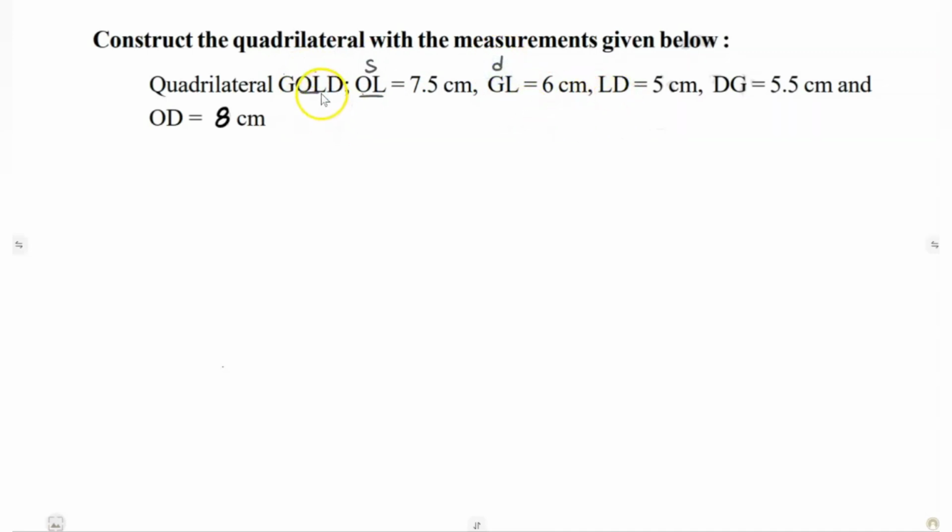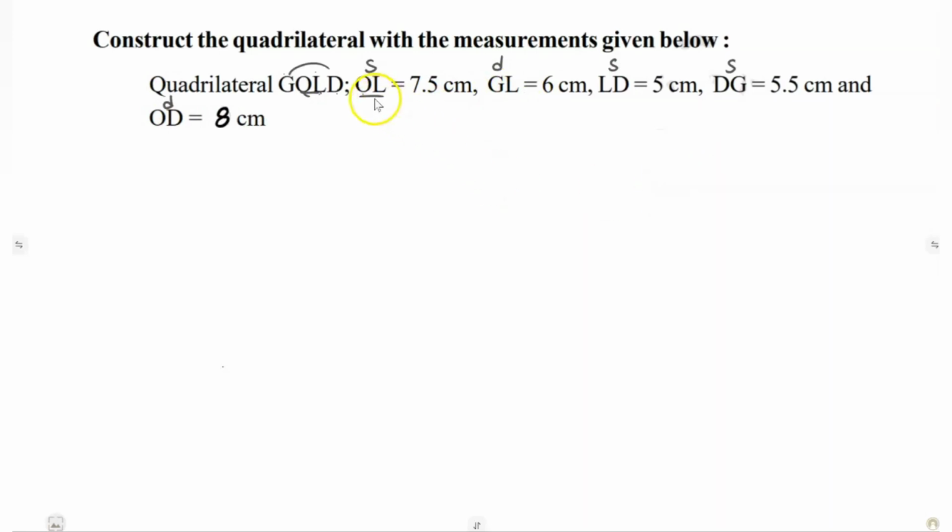Similarly, LD. LD are side by side letters, so it is a side. And DG, when the quadrilateral is constructed, this and this will come side by side. So that means this is also a side. And OD. O and D are skipped by one letter L. That means this is a diagonal. So we are given 3 sides and 2 diagonals. Okay, now let us start the rough sketch of this figure.